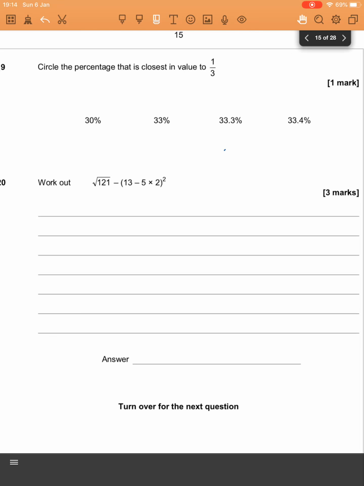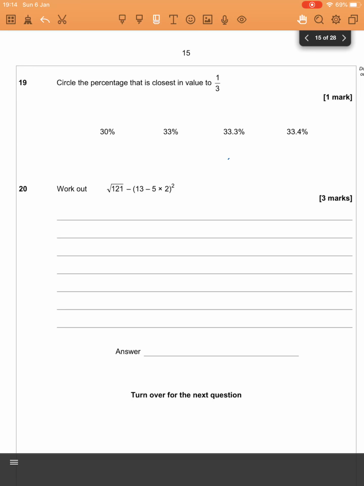So here we are with question 19. Circle the percentage closest in value to 1/3. Well, to get 1/3, 100% has been divided by 3. So if you multiply each of these by 3, then you will be able to find out which one was closest to 100%.